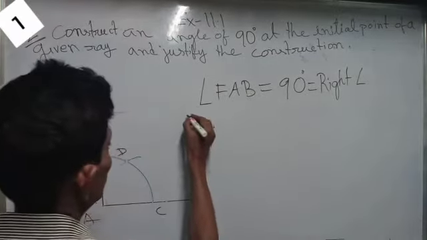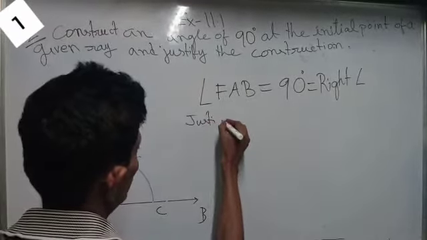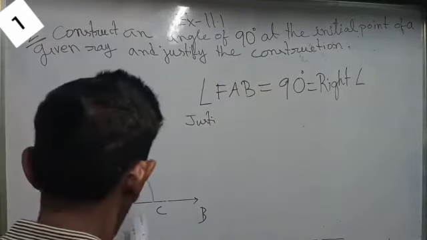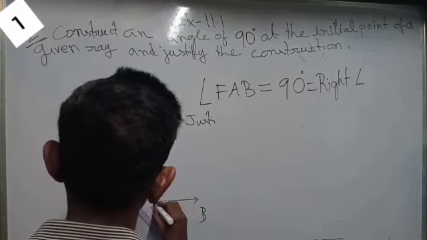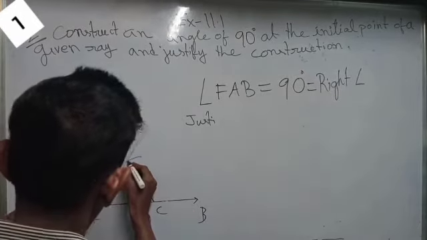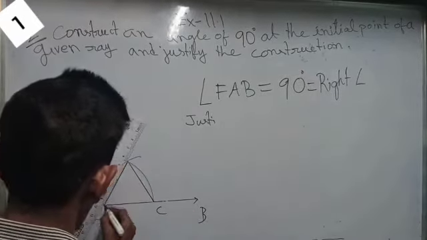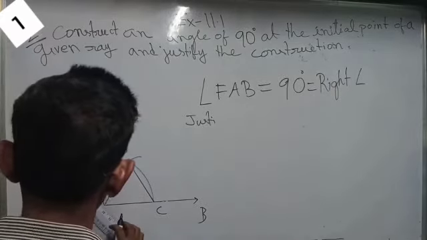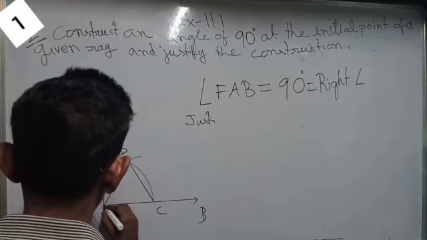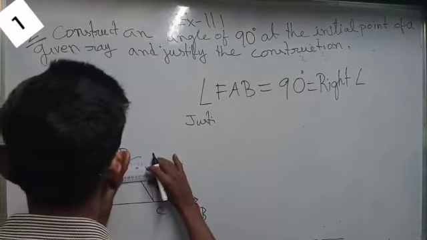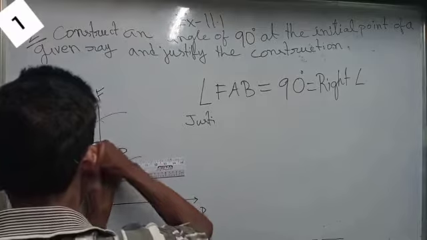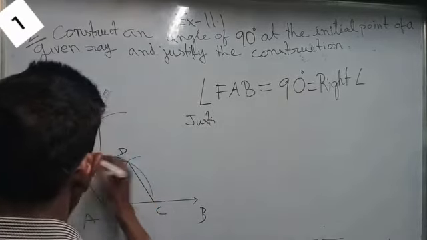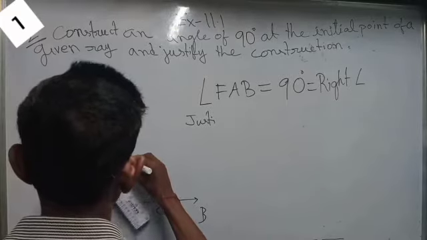Now justify. Join CD, AD, AE, ED, EF, DF.